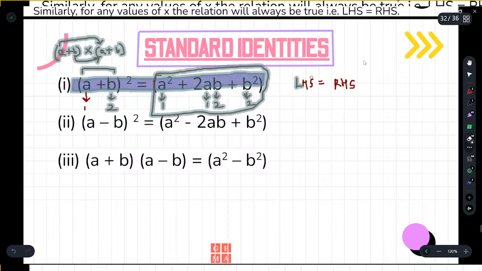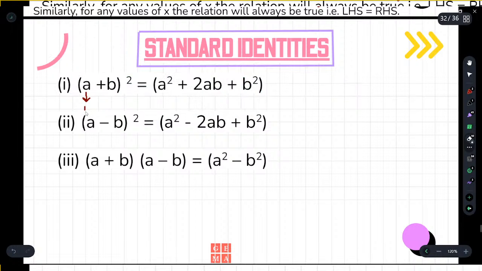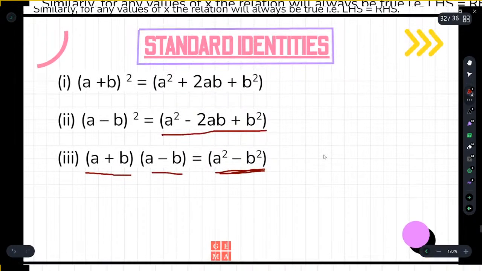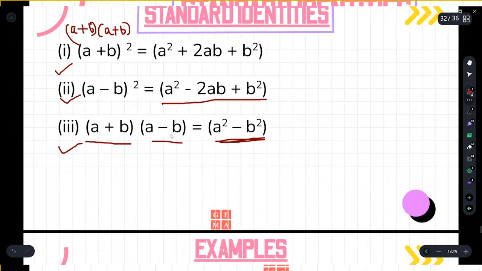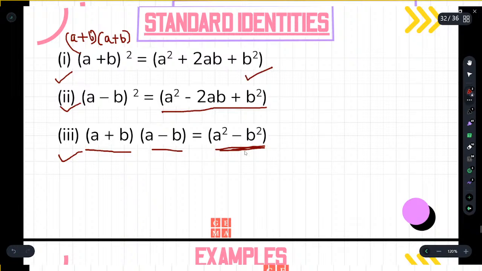Similarly, a minus b to the power 2 is just like this: a minus b into a minus b itself, and we will get this one in the RHS. Similarly, for a plus b into a minus b, we will get a square minus b square. So these are some of the identities that we have to use. And you can remember them, or you can solve them by yourself, like we did a plus b into a plus b. If you multiply these variables together and add the like terms together, you will get this right hand side.